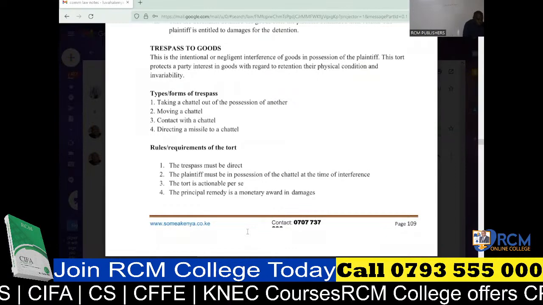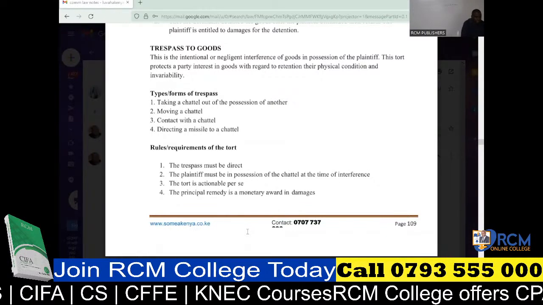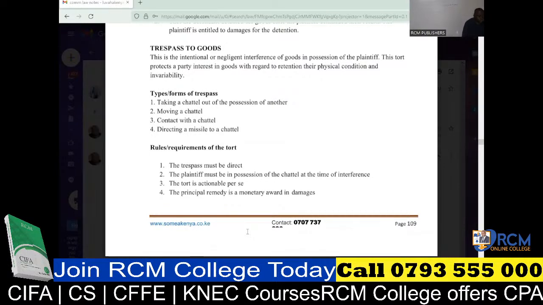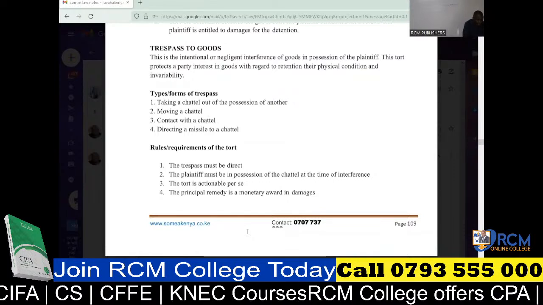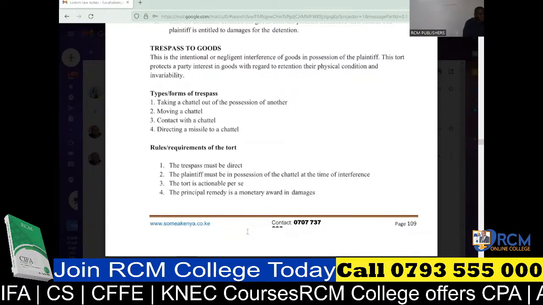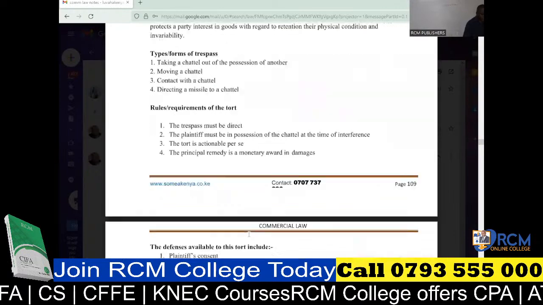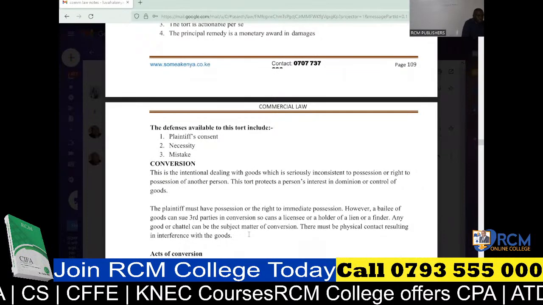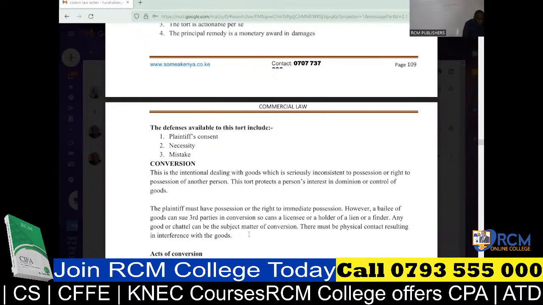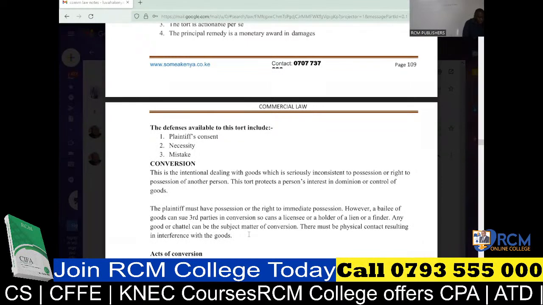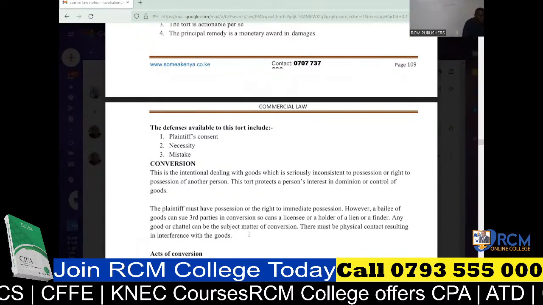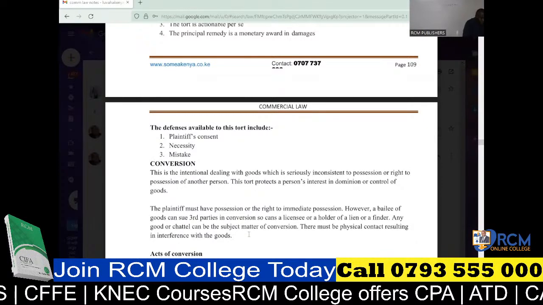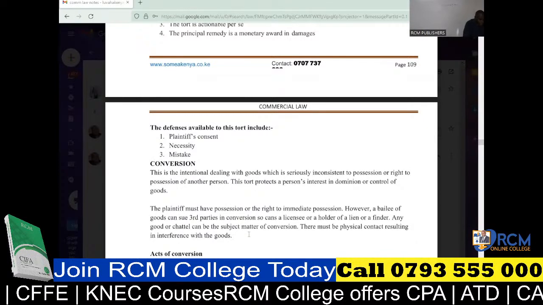So what are the requirements under this particular tort? The trespass must be very direct. The plaintiff must be in possession of the chattel at the time of interference. The tort is actionable per se. The principal remedy is a monetary award in damages. What are the defenses? We can have the plaintiff's consent, necessity, or mistake. Those are the defenses that can be pleaded before the court in case of trespass with regard to goods.